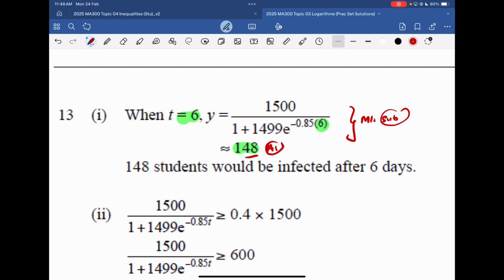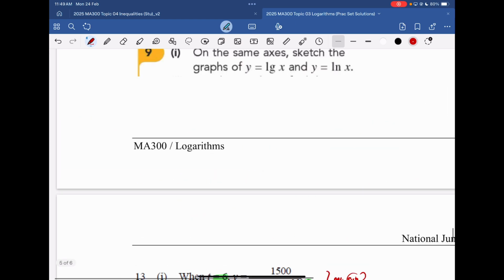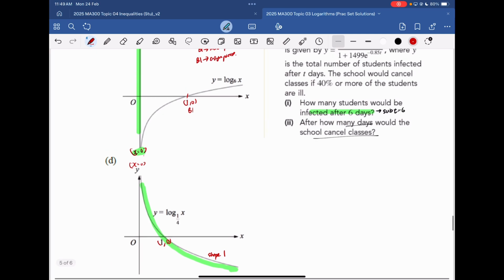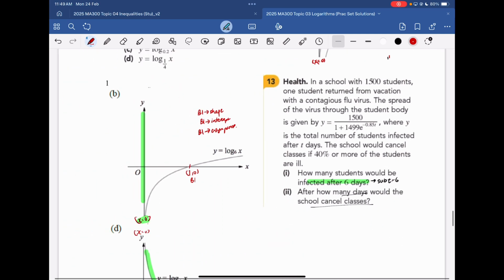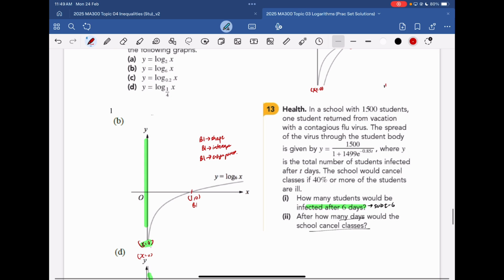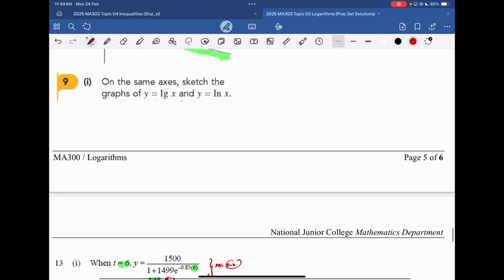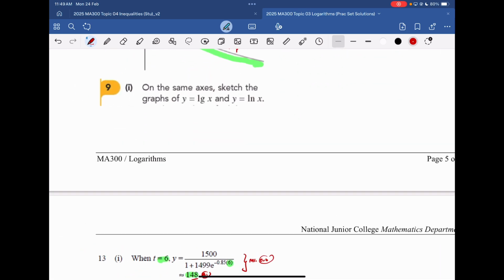When you put 148, it's called common sense, because they will ask you, hey, students cannot be decimals, it must be an integer, right? That's why we cannot put 147. Minimum number of students. If we put 147, people will ask why is it not 148. So in this scenario, we will always round up.